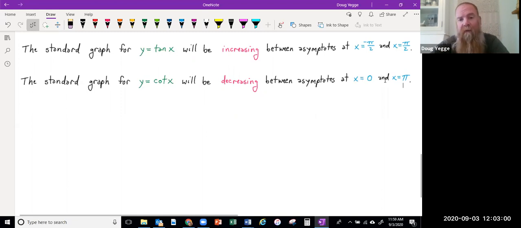Now, if I were to graph negative tangent x, notice that that would be decreasing, so it may appear to be similar to a cotangent function. And so since these graphs look so similar, you could actually write these graphs as tangent or cotangent depending on where the shifts are and depending on whether or not it's a positive function or a negative function. Let's take a look at a couple of examples.